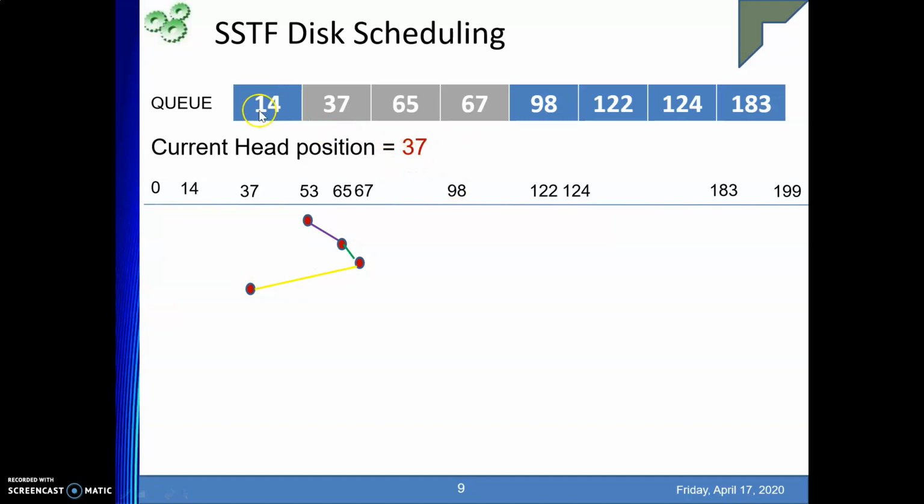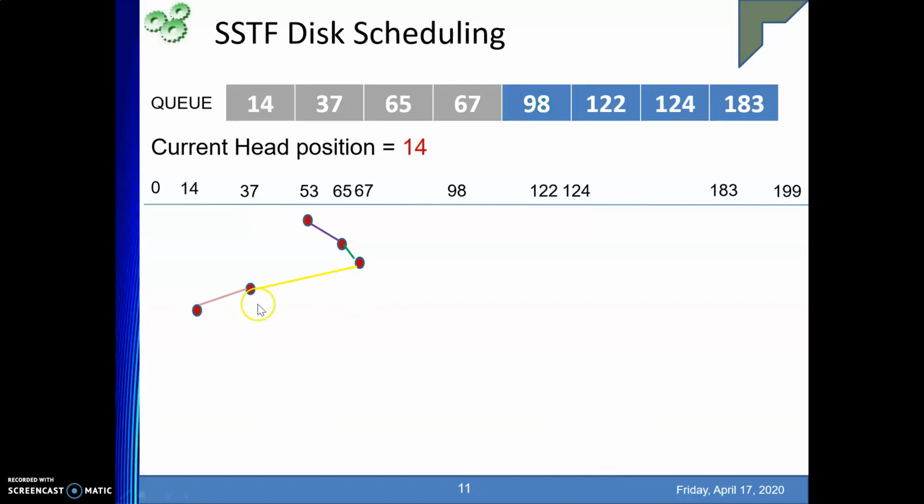From 37, the left neighbor is 14, the right neighbor is 98. This is at displacement 23, this one is at 61. Where will you go? Correct, you will go to 14. Now your head position has become 14. From 14, no one is at left, only right is there. The obvious answer is you need to move to the right. So from 14, next you will move to 98.